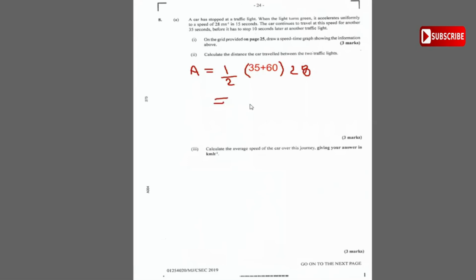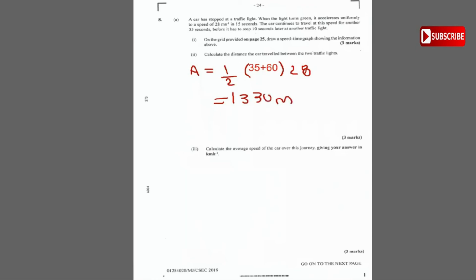So put this in our calculator. We're getting a half of 35 plus 60 times 28. That's 1,330 meters. So whoa, in the space of 1 minute, this car is going real far.